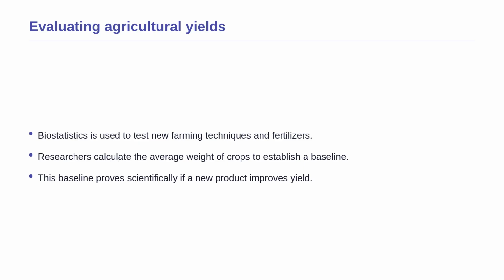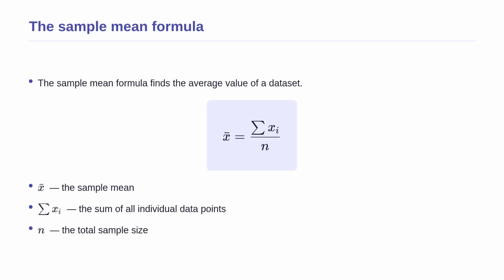To do this, they want to find the average, or mean, weight of the tomatoes produced. By finding a reliable average, the botanist establishes a baseline. This baseline can then be scientifically compared against tomatoes grown without the fertilizer to prove if crop yields truly improved. This need to establish a reliable baseline brings us to our next mathematical tool.